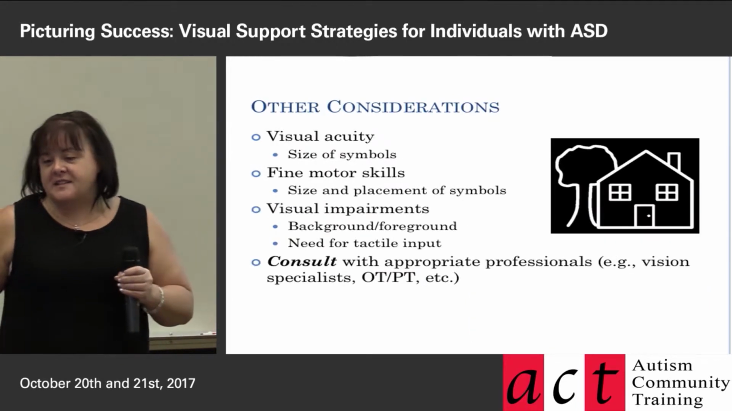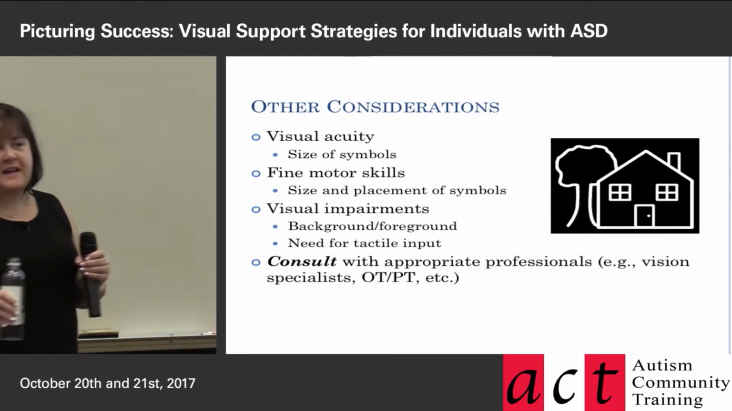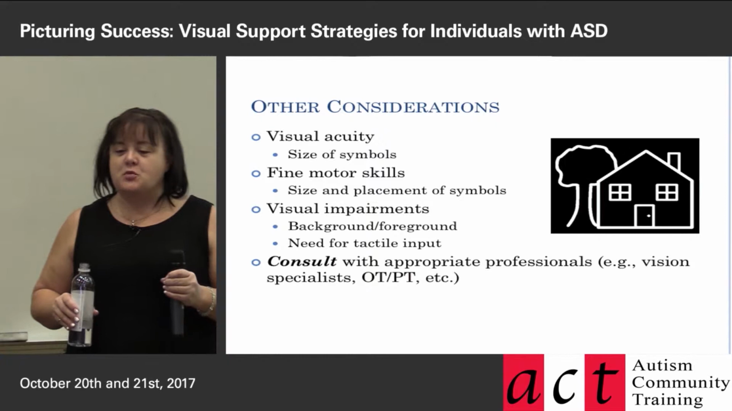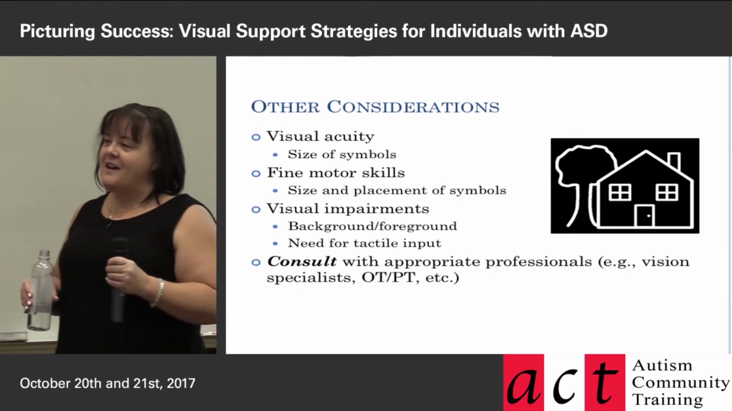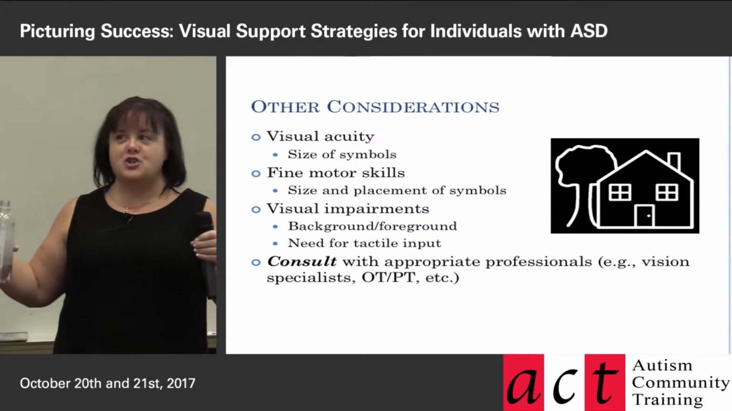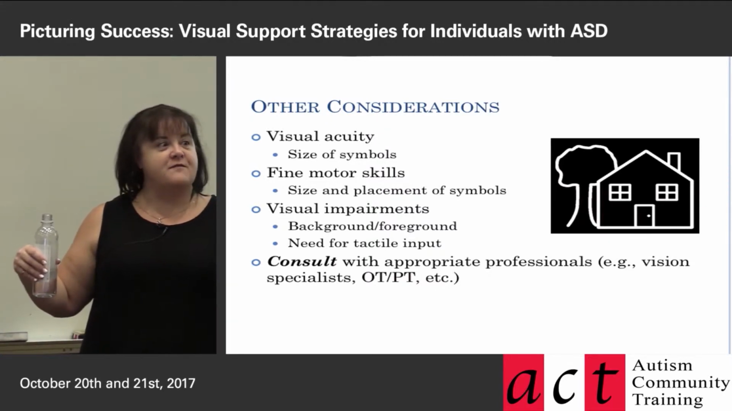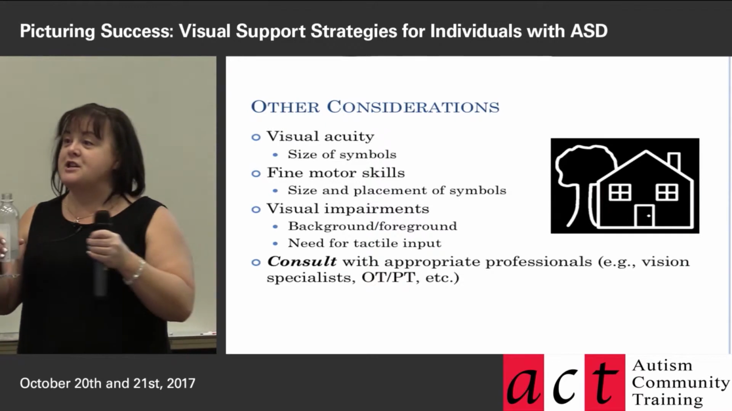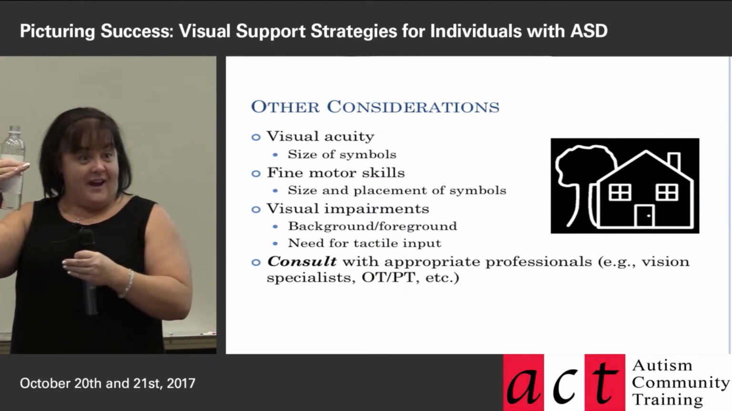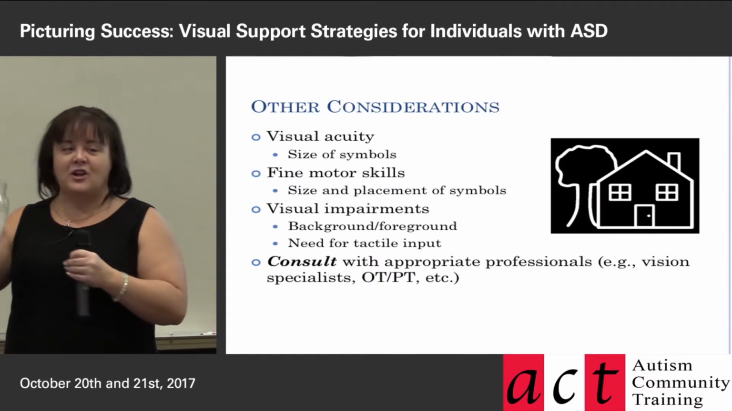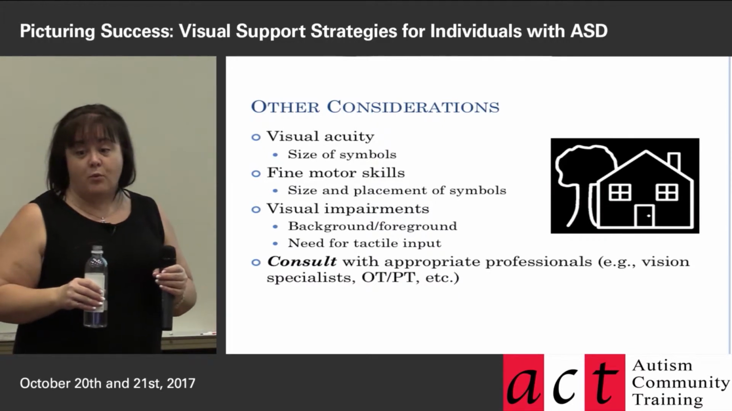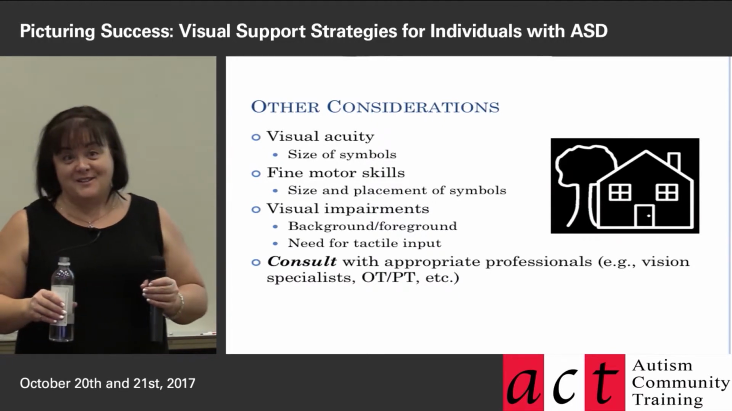A few other things to consider when you're thinking about choosing your representations. One is visual acuity. Does this child have any vision issues? We might need to use larger symbols if we've got somebody who has vision problems. We might be able to use smaller symbols, which means you get more symbols per area, right? You can say more with less, if the person's got really good eyesight. But visual acuity is always important. Fine motor skills, very important.